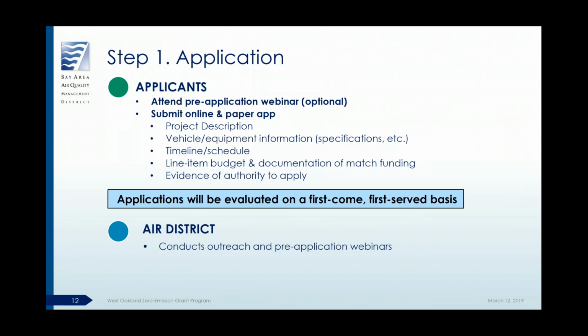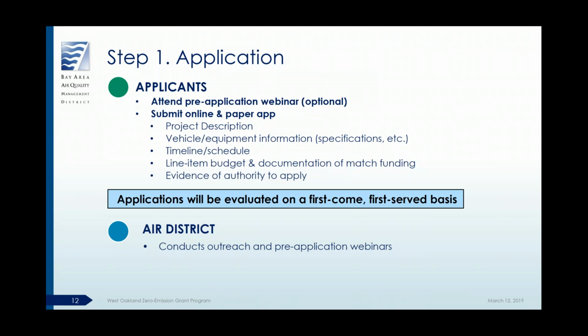Now we will go over more of the details of the application step. In these slides, I will be talking about the steps that need to be taken by the applicant and the steps that will be taken by the Air District. Applicants need to submit the application online and mail in a paper copy with all attachments listed here.